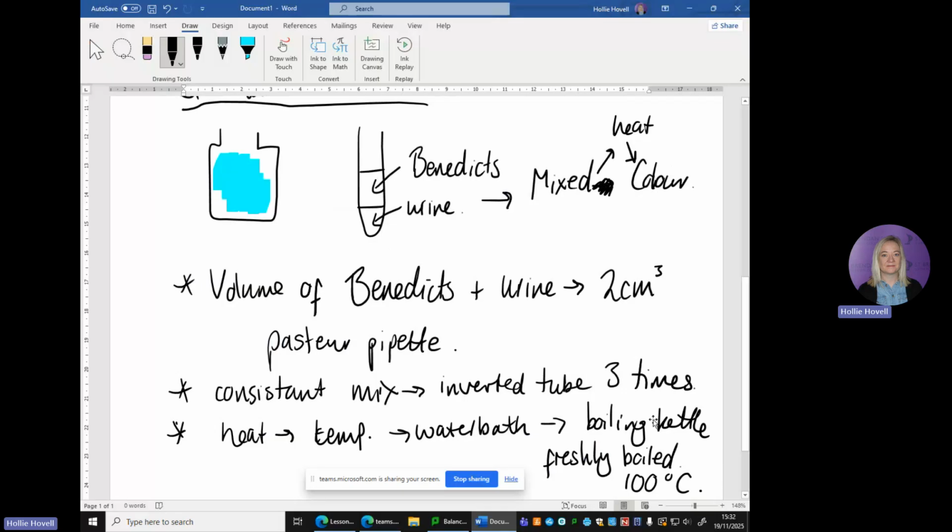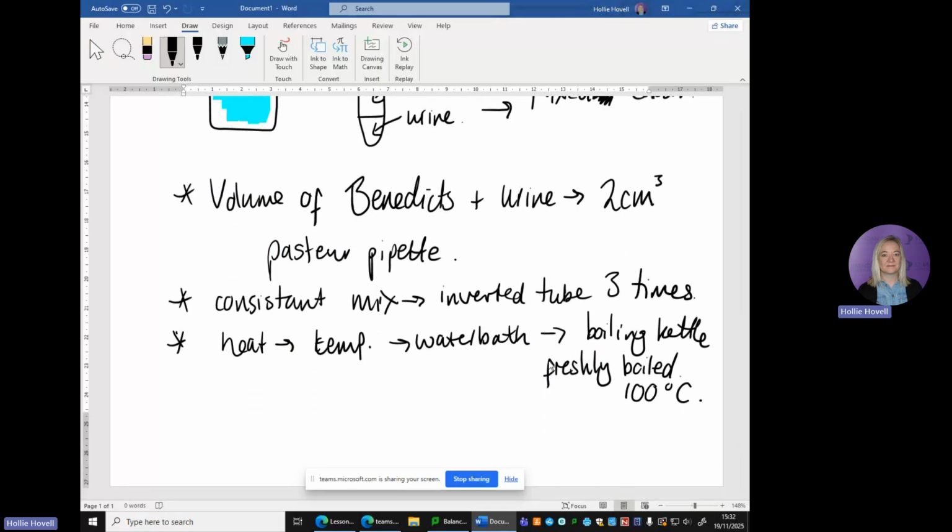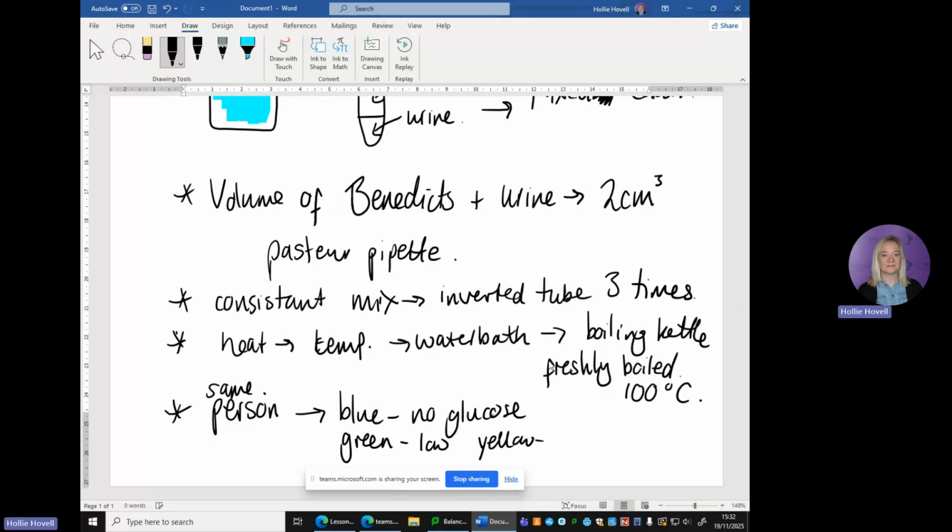Okay, and then when we looked at the colour at the end, that's slightly subjective, so we need to make sure that we're always using the same person. So it was always you that looked at the colour, and remember, if it's blue, it means there's no glucose. If it was green, there was a low amount. Yellow, there's slightly more. Orange, even more. And if it goes red, or we call it brick red, it means that there's a high concentration. Okay, so just discuss some of those control variables and make sure you say how they're controlled.